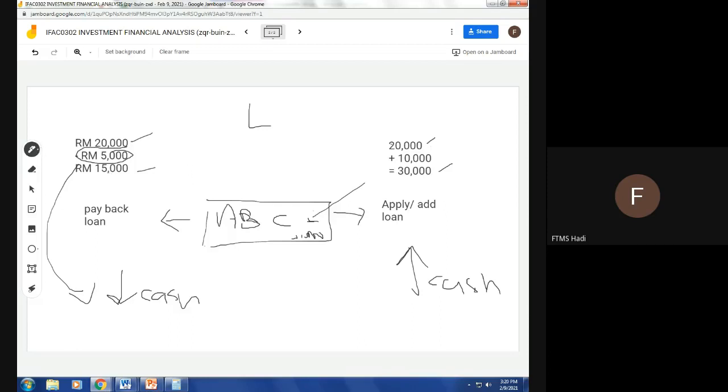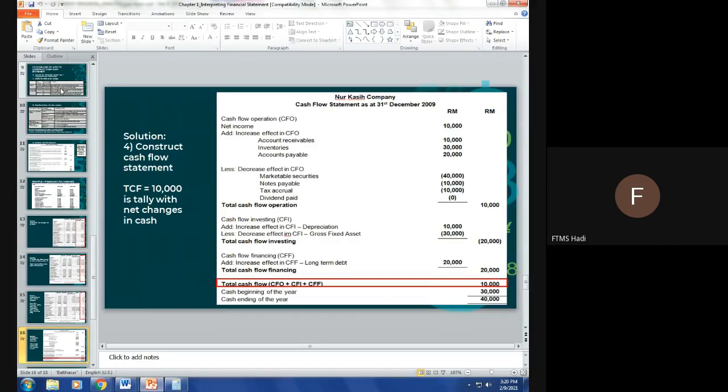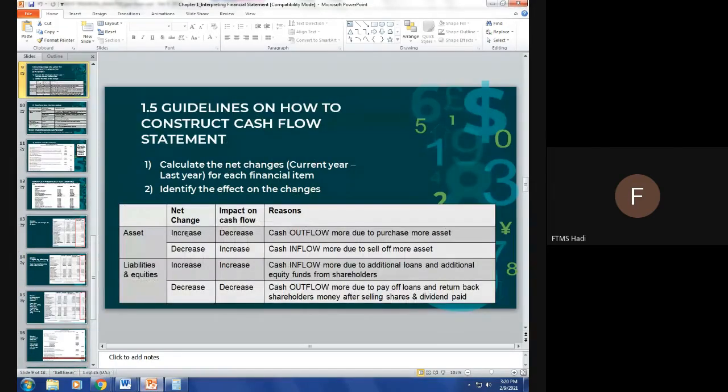So I hope this explains how it works. So this one, Nisha, you may refer more on this one, because you're asking why increase, why decrease. So I put the reasons here as well. To purchase more asset, to sell off more asset, and then cash inflow and cash outflow are already in the guidelines here.